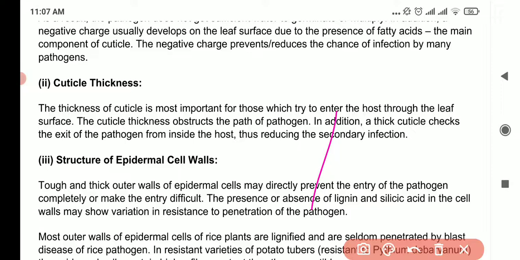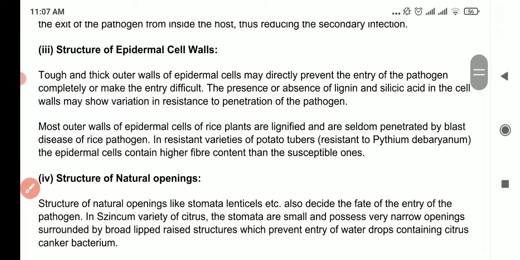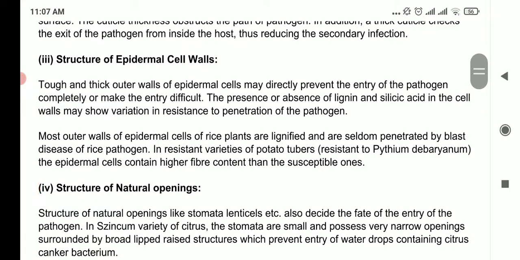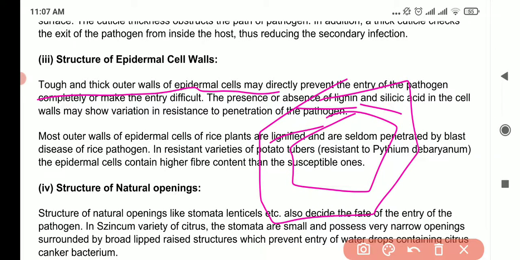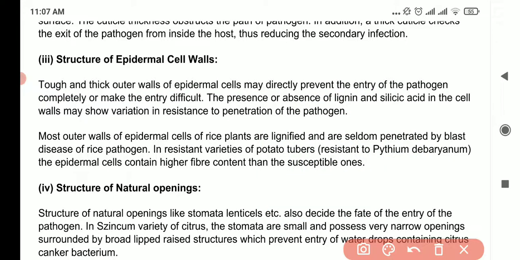Then the next one, structure of the epidermal wall. Plants have very thick outer walls of the epidermal cells. Remember, plant cells have a cell wall. This is your cell wall, then you have your plasma membrane, then cytoplasm, then your nucleus, etc. So this thick wall is also a pre-existing defense mechanism.